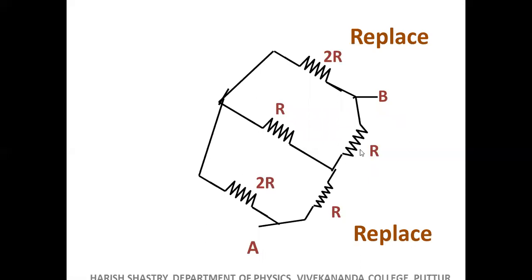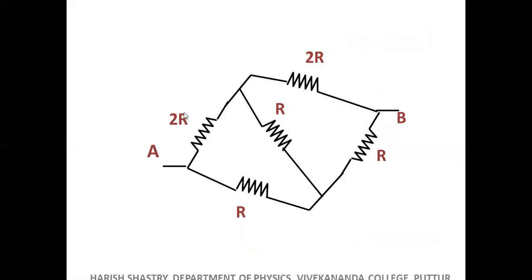I should have drawn many more circuits so that it slowly changes, but I couldn't do that. I should have given you a little bit more smooth movement. Next time I'll do that. But you can follow it, I think. So this is R, R and R in the lower path, 2R and 2R in the upper path, middle R. So 2R, 2R upper path, R, R lower path. This is R, this is A and B.